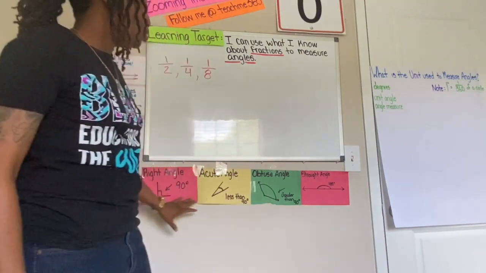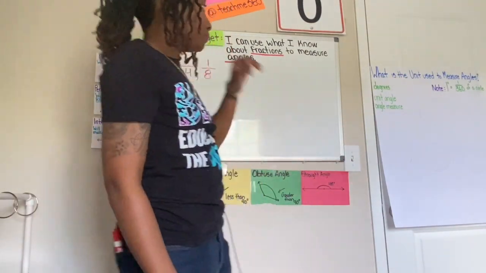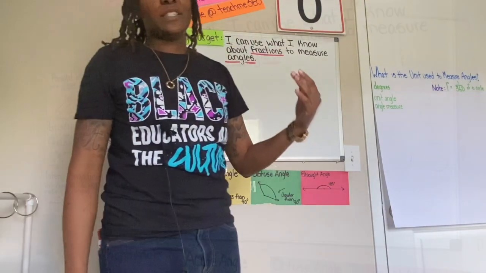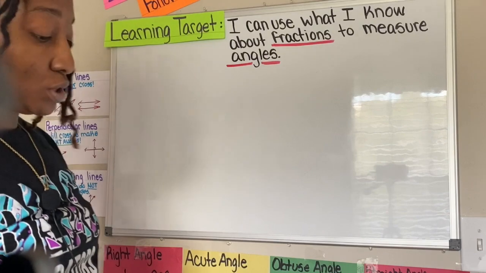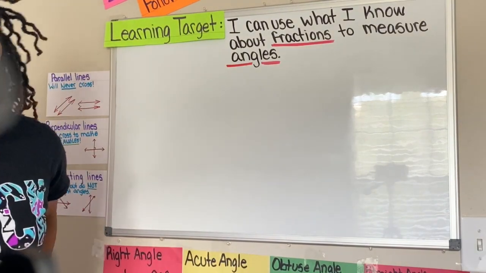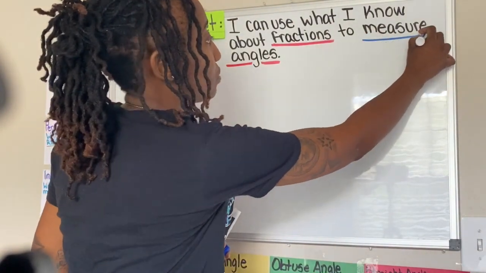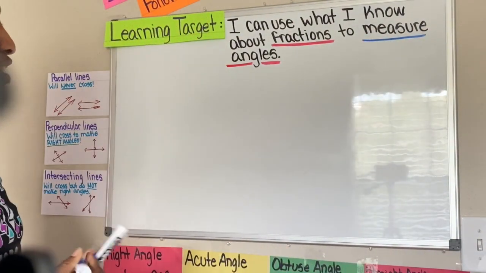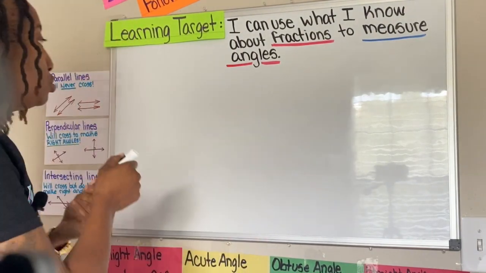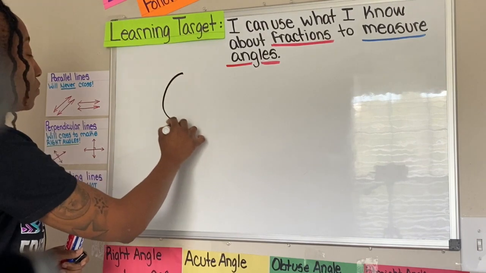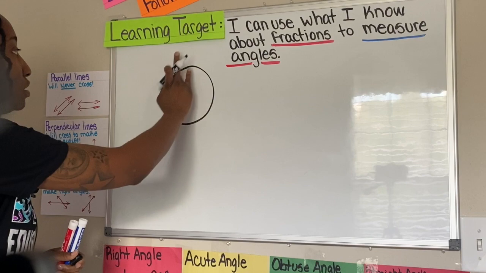We're going to now use what we know about angles to figure out how to measure the unit of a circle. I can use what I know about fractions to measure angles. One of the things we'll notice that's different within this week's learning target is when we talk about measuring those specific angles. So we're going to take a moment to look at a circle and talk about this particular circle.